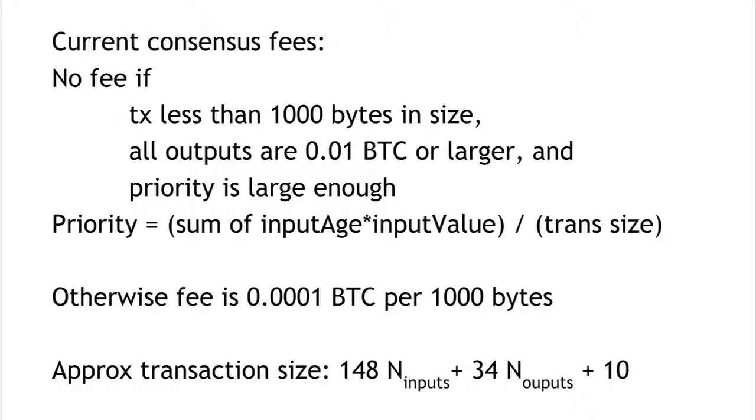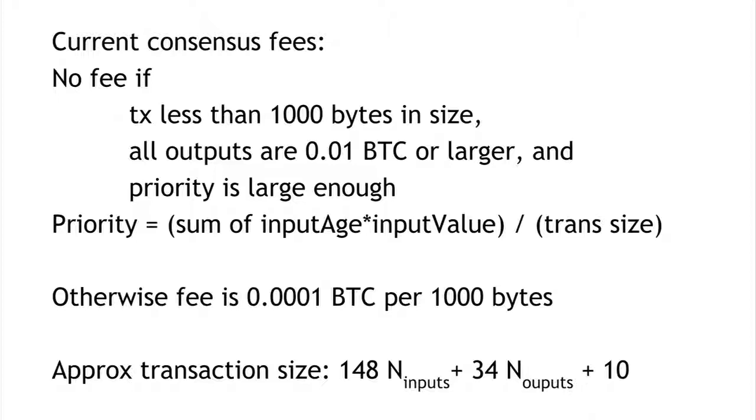The priority formula works like this. You look at all of the inputs to the transaction, and for each one you add up the product of the age of that input times the value of that input in Bitcoins. You add that up over all the inputs, then you divide by the transaction size. So if you meet these three requirements, then no fee will typically be charged, and your transaction will be relayed and it will be recorded in the blockchain without a fee. Otherwise, a fee is charged, and that fee is about 0.0001 Bitcoins per 1,000 bytes. And that's a fraction of a US penny per 1,000 bytes.